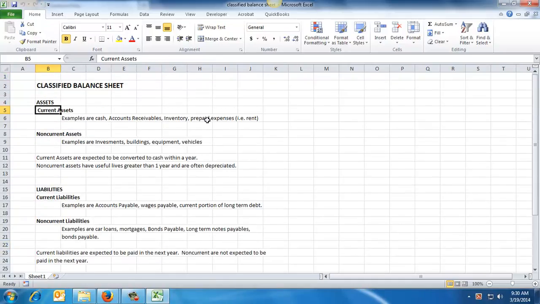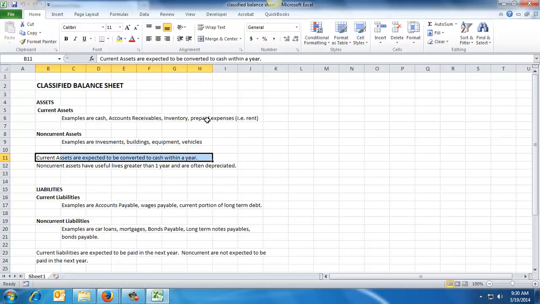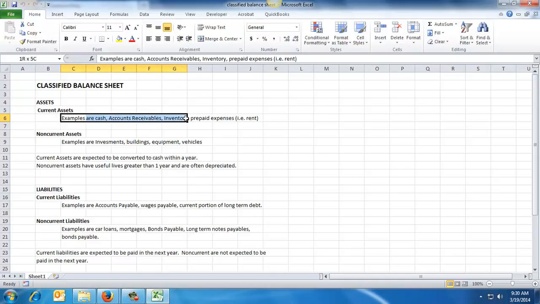So on the asset side, we have two categories of assets. We have current assets and we have non-current assets. Current assets are expected to be converted to cash within a year. Common examples of this are cash, accounts receivable, inventory, and prepaid expenses like prepaid insurance and prepaid rent.